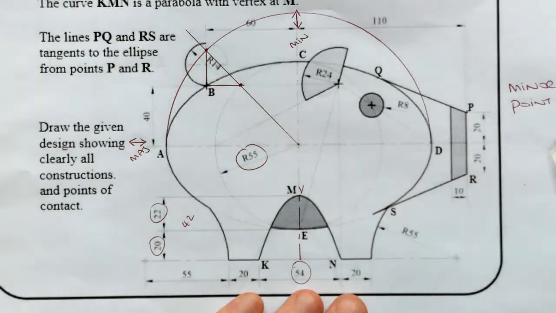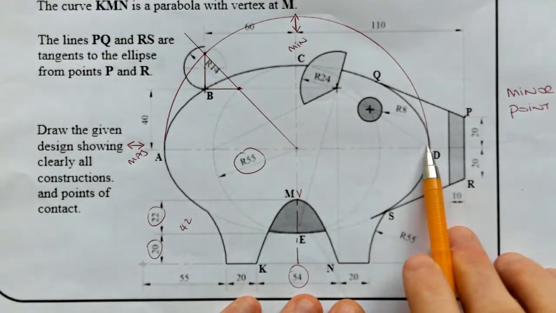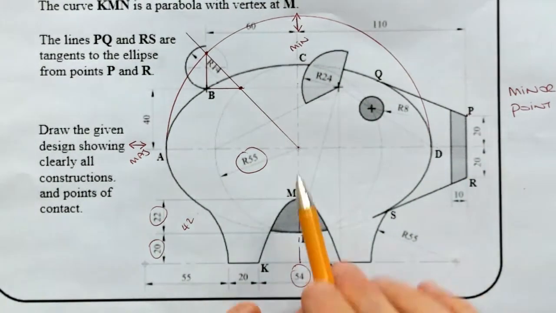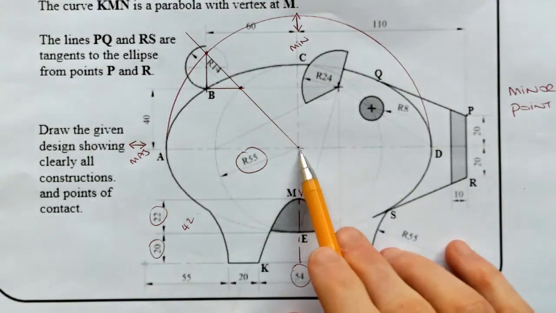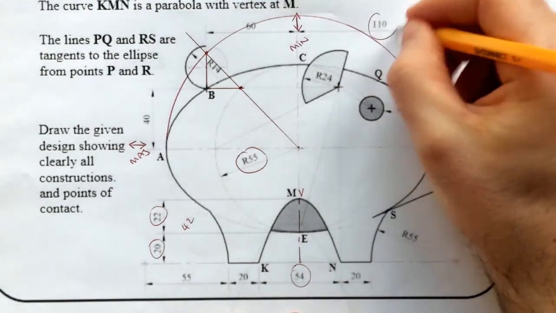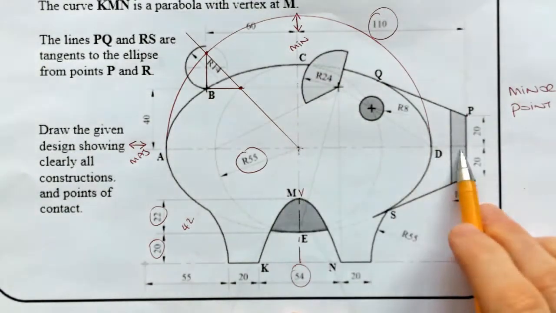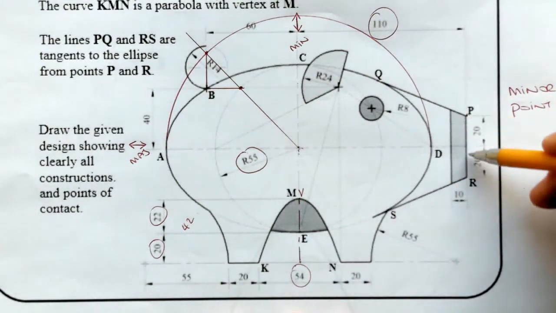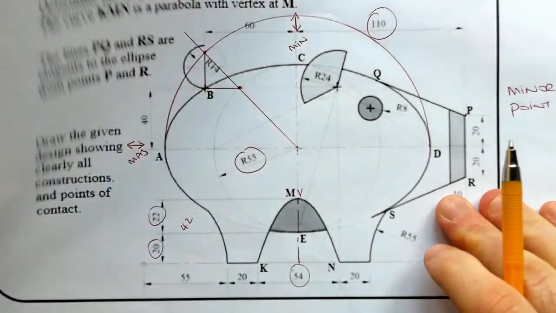So from D, it doesn't tell us that distance, but from the middle it does tell us how far they are out. So from the middle it tells us they're out a distance of 110 there. Okay, so from the center of our ellipse they're out 110, and then they're up 20 and down 20 respectively. So I'm going to locate those points first.